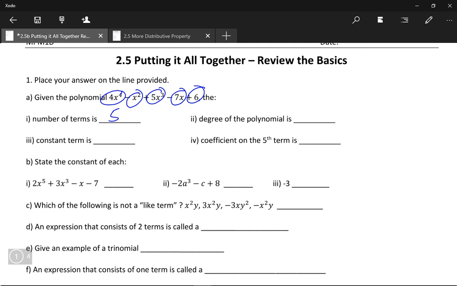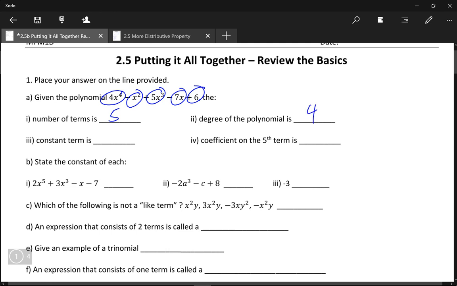Number 2, the degree of the polynomial. How do I find the degree? You don't add them all up. You just look for the term with the highest exponent, and it's going to be 4. So the degree is 4.